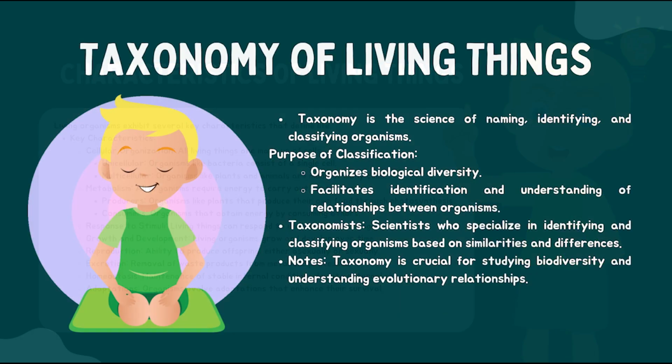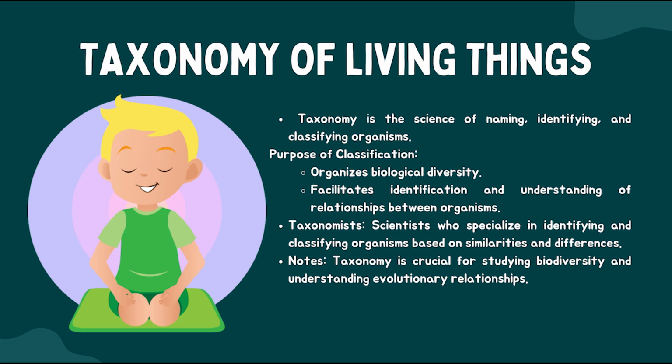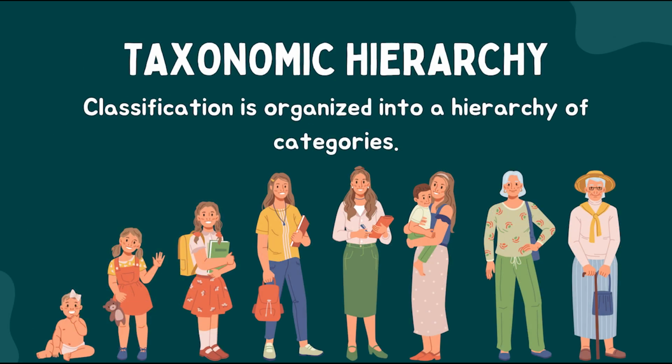The science is called taxonomy. Taxonomy helps us organize the millions of species on Earth, understand the relationships between organisms, who is related to whom, and study how life has evolved over time. Scientists who do this work are called taxonomists, and they carefully compare organisms' physical features, genetics, and behaviors to group them. Taxonomy is based on a hierarchy from the broadest category to the most specific. Let's look at these levels.